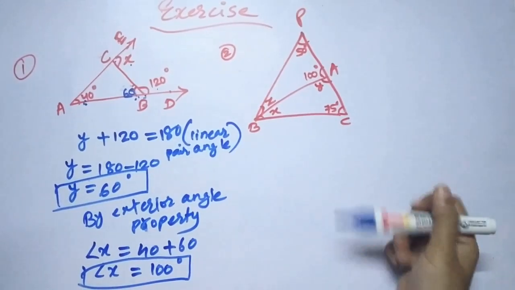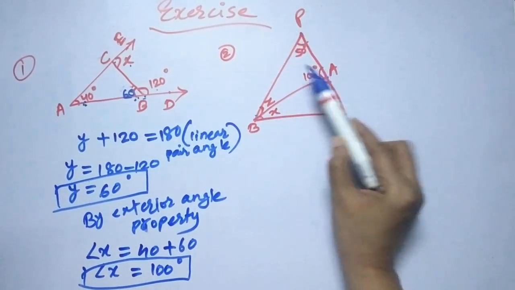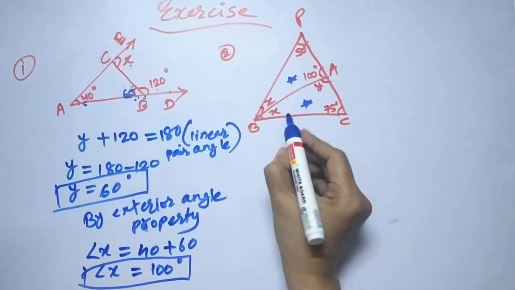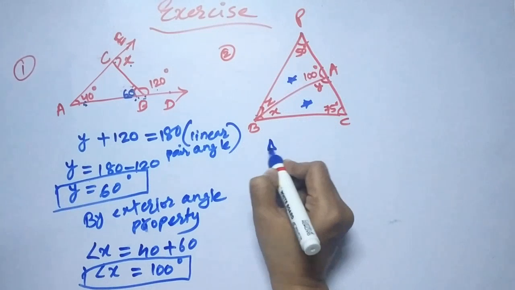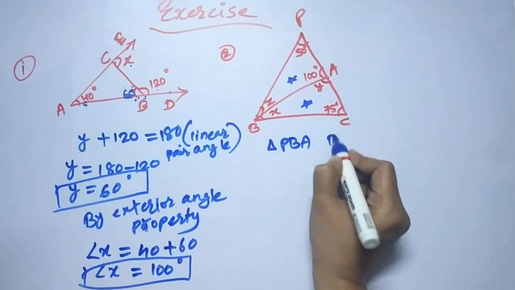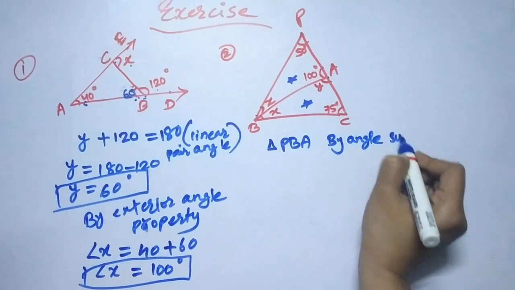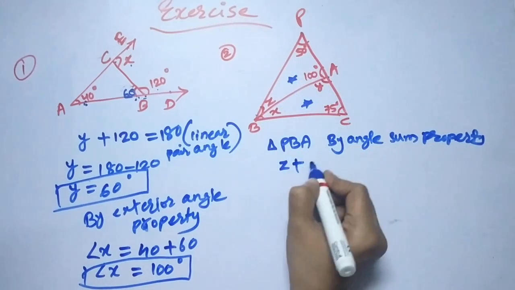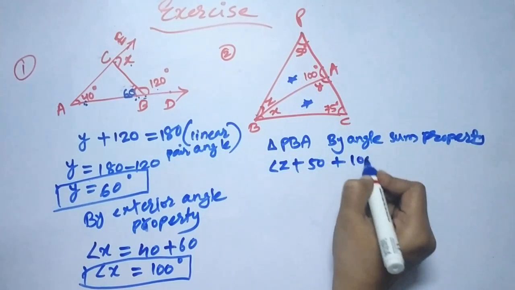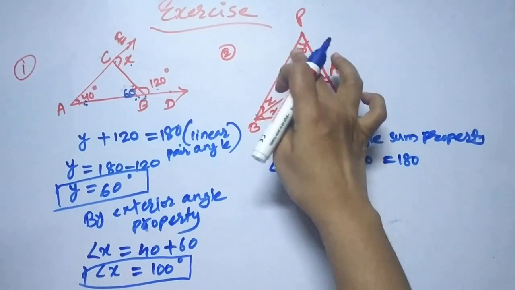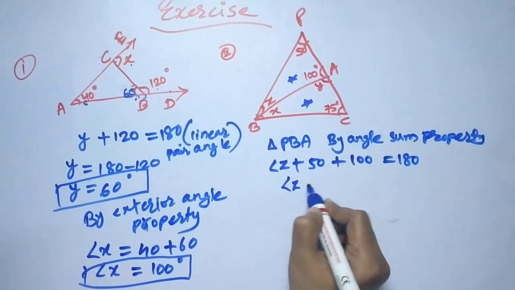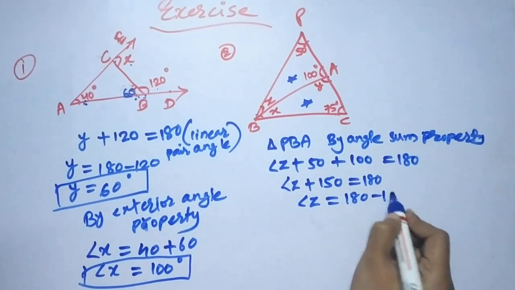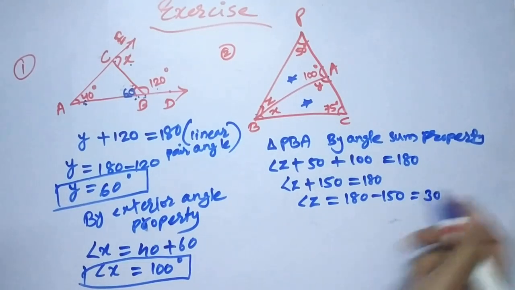So friends, now this triangle PBA is one triangle and this is another triangle. I can get Z first. In triangle PBA, by angle sum property, I can easily write this angle Z plus this 50 plus 100 is going to be 180 degrees. Here Z, 50 and 100 are the sum of three interior angles. So Z plus 150 is equal to 180. So angle Z is equal to 180 minus 150, which is equal to 30 degrees.